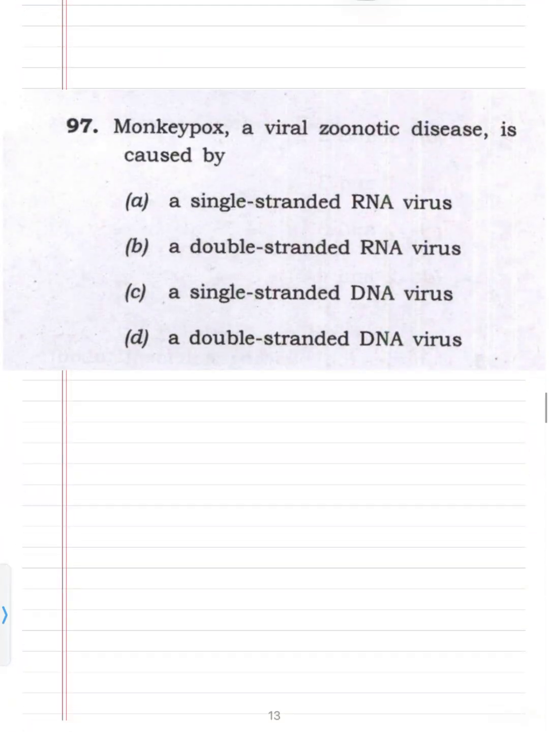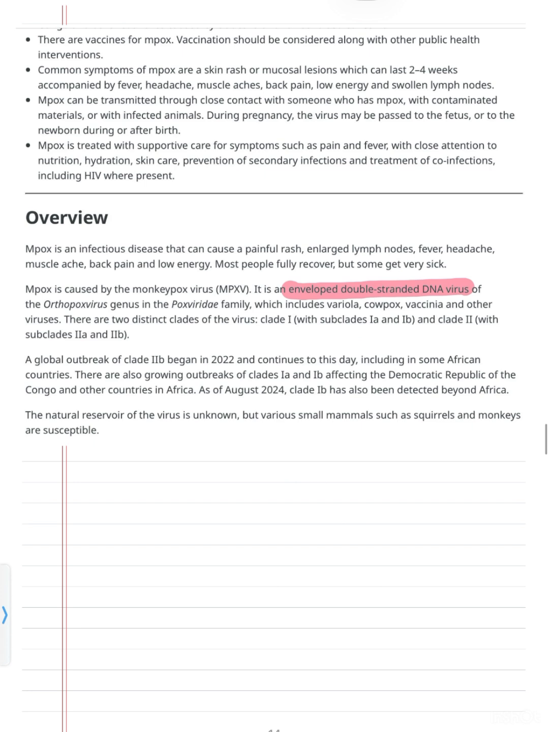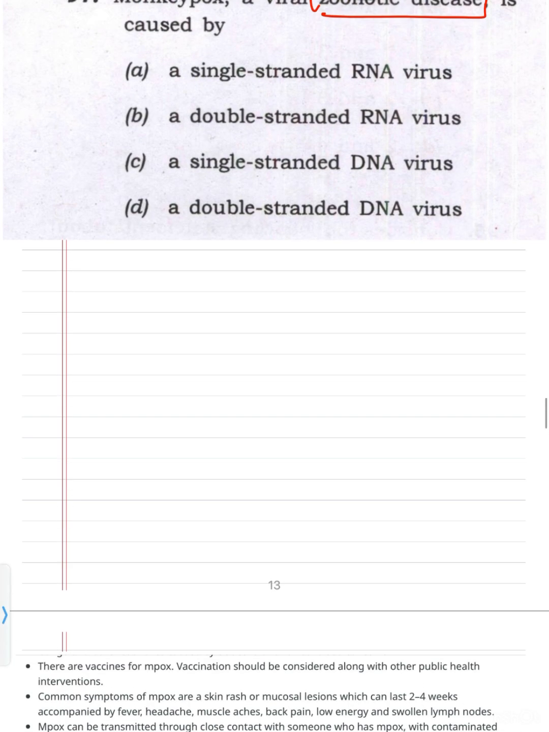Now coming to monkeypox. Monkeypox is a viral zoonotic disease. It's caused by a single-stranded RNA virus, double-stranded RNA virus, single-stranded DNA virus, or double-stranded DNA virus. So we have taken the reference from the WHO only. WHO writes that mpox is caused by the monkeypox virus. It's an enveloped double-stranded DNA virus of the genus Orthopoxvirus in the family Poxviridae. So it's a double-stranded DNA virus.